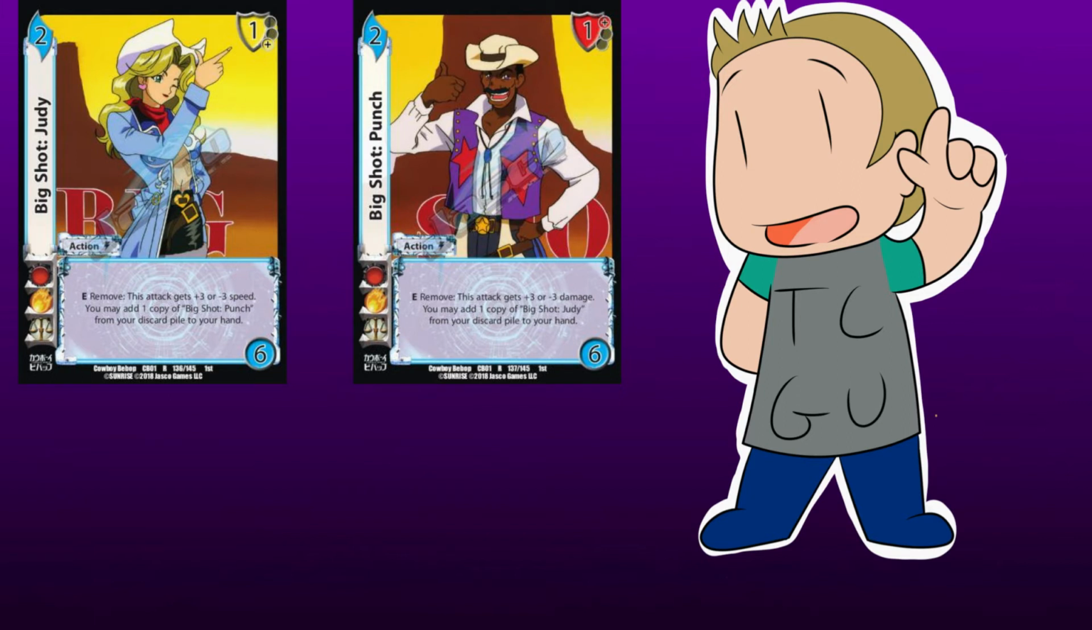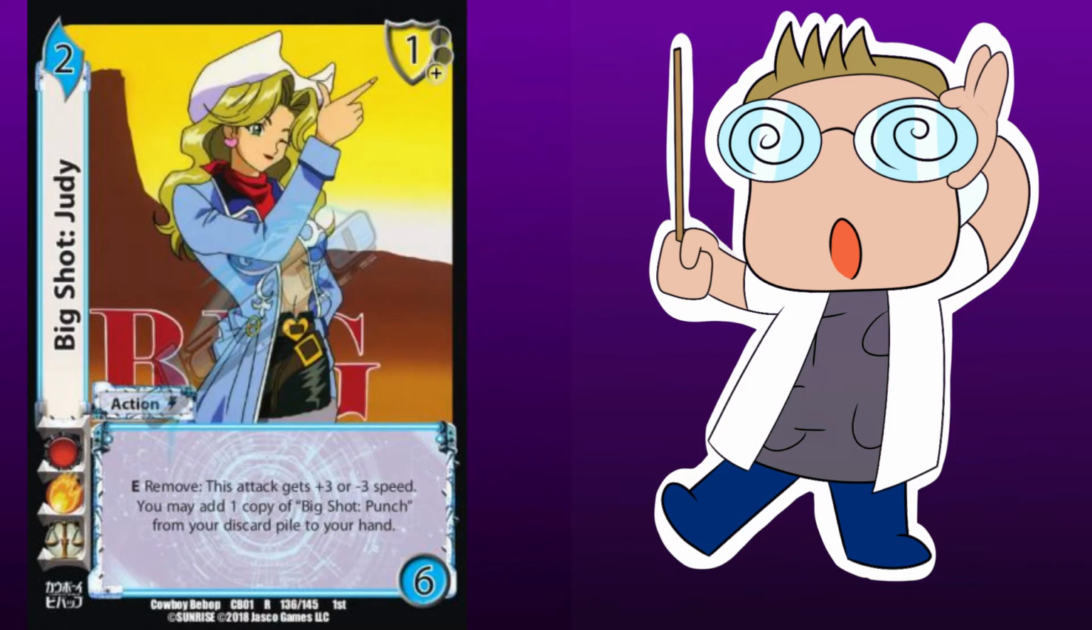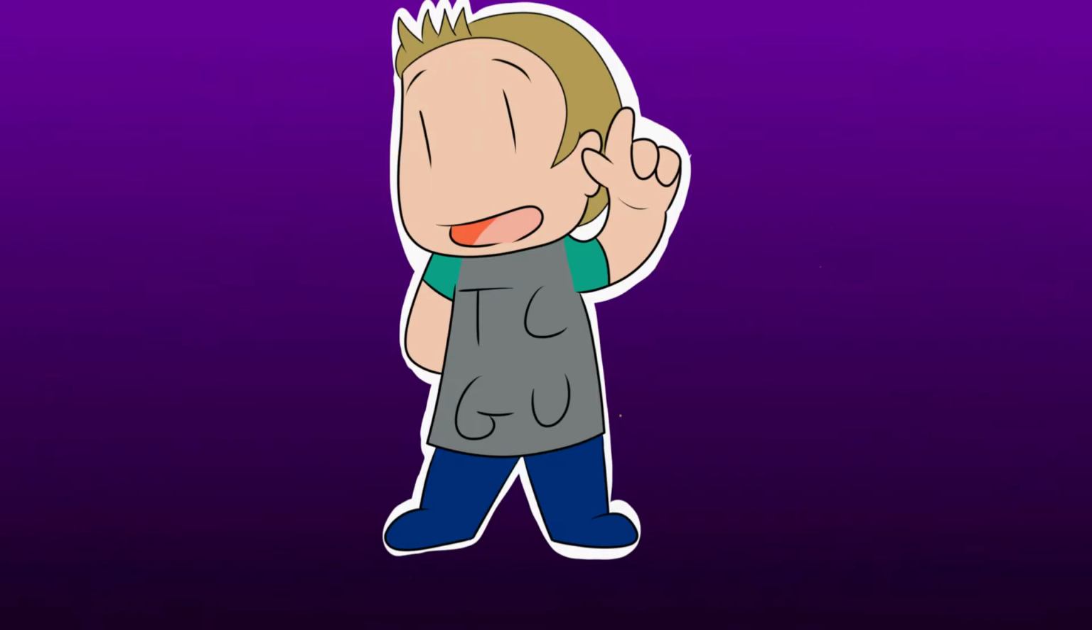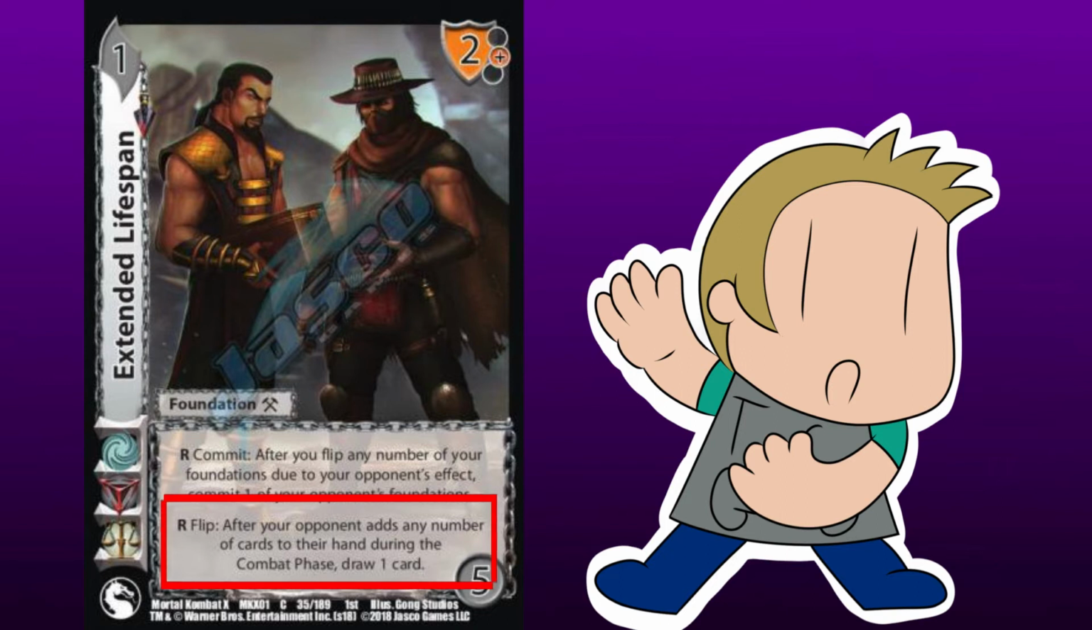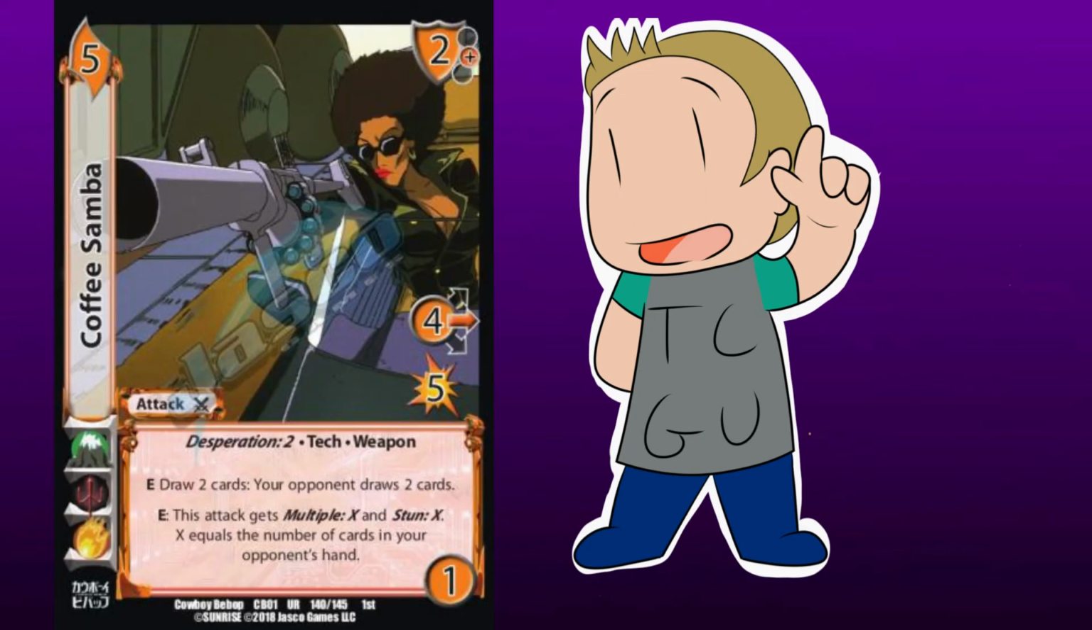Next, we will talk about cards that add to the hand, like the Big Shots, Punch and Judy, and Reptile's Attack, Force Ball. Big Shot Punch and Big Shot Judy were 2 incredibly powerful actions that came out in Cowboy Bebop. Big Shot Punch said, remove, : this attack gets +3 or -3 damage, and add Judy from your discard pile to your hand. And Judy said, +3 or -3 speed, add a punch. When your opponent adds their punch or Judy, you could respond with something like Extended Lifespan that allows you to draw any time your opponent adds a card to their hand. You could also use Extended Lifespan to respond to something like Coffee Samba's draw, since Extended does not care how the cards get added, just that they do.